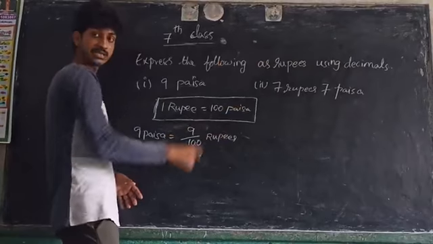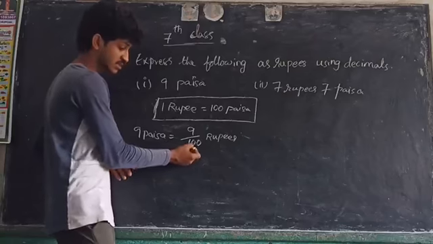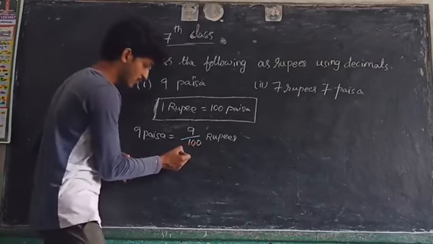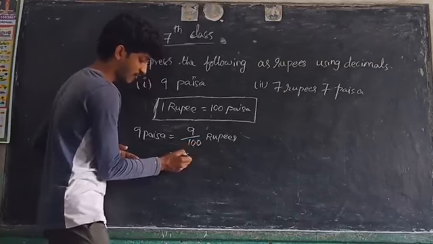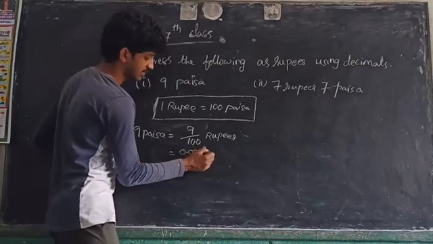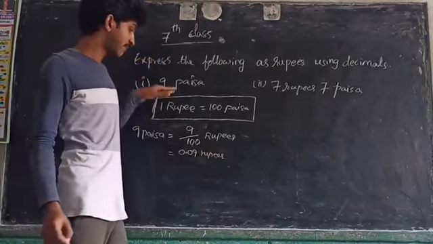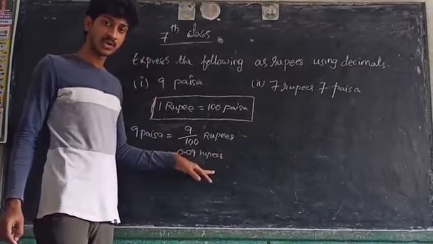But here it is asked in decimal form, so we have to convert this into decimal form. Here there are 2 zeros, so after the decimal point we have to write 2 digits. So 0.09 rupees. 9 paisa is equal to 0.09 rupees.